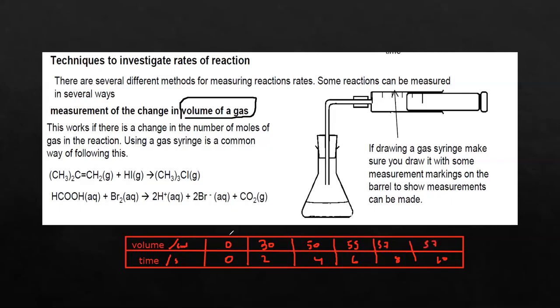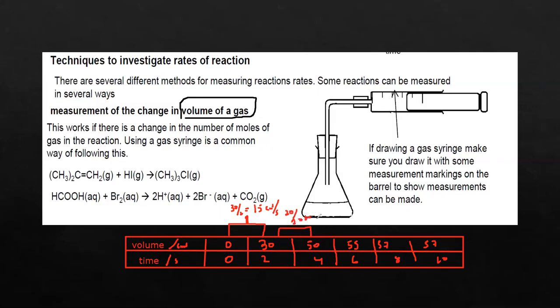So when I calculate the rate here in the first 2 seconds, the change in volume is 30 and the time interval is 2. So 30 divided by 2 equals 15. And the unit of this rate, because it is the volume of a gas divided by time, will be centimeter cube per second. Then it is 30 changed to 50. So the change is 20. So this will be 20 divided by 2.